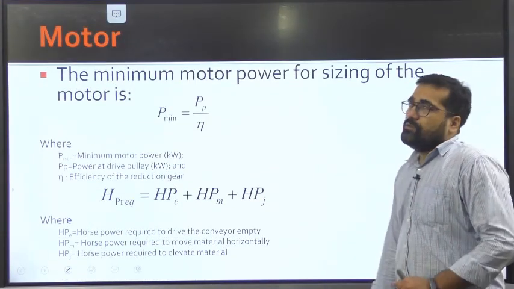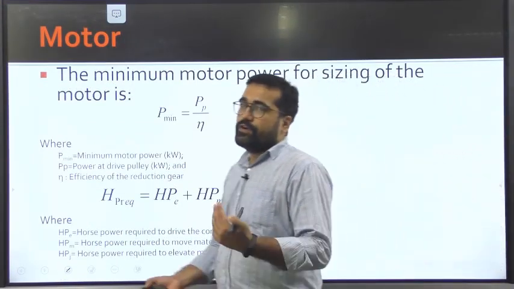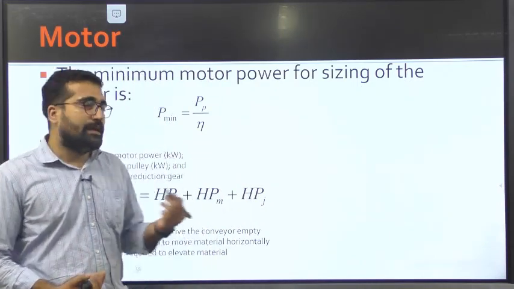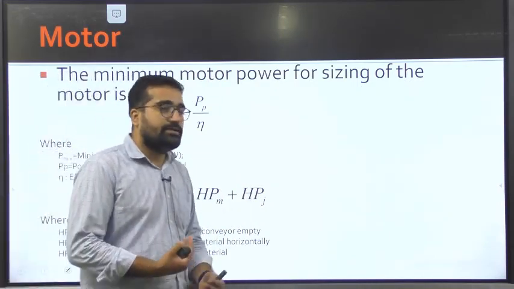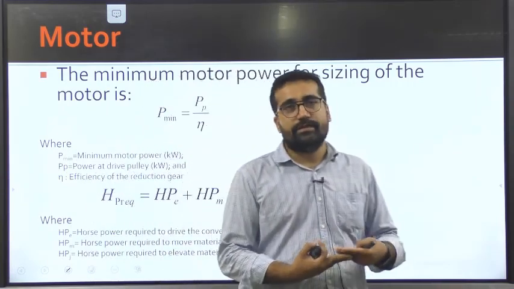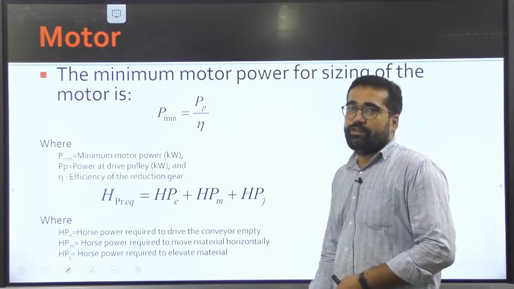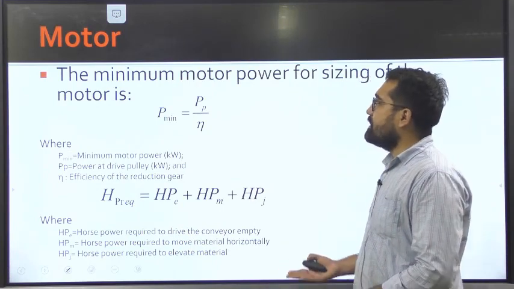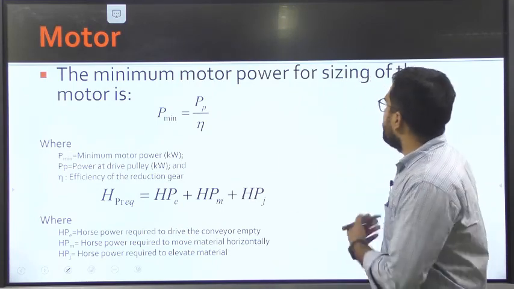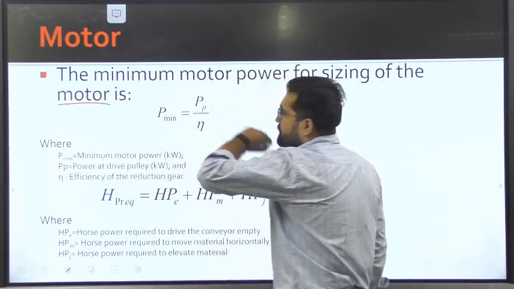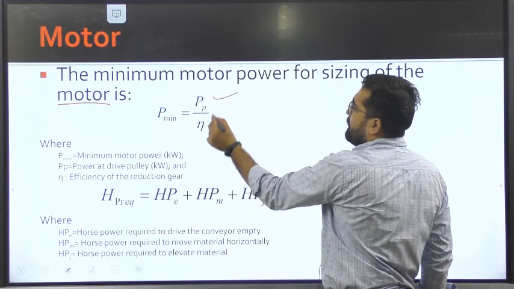So now, what is the size of motor we are going to attach with this belt conveyor? What should be the size of the motor to convey the material? We already found out how much tension and how much power is needed to convey the material. Now we will find out the minimum power for the motor, which equals PP by N.